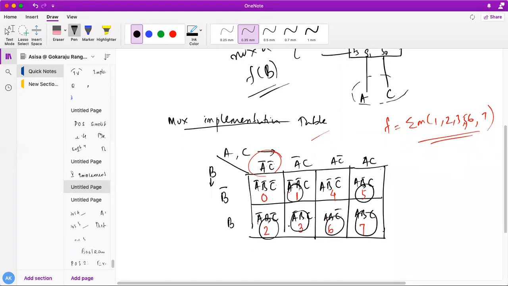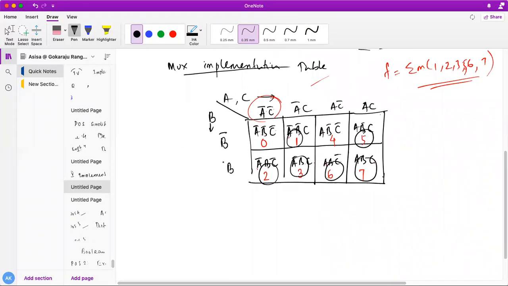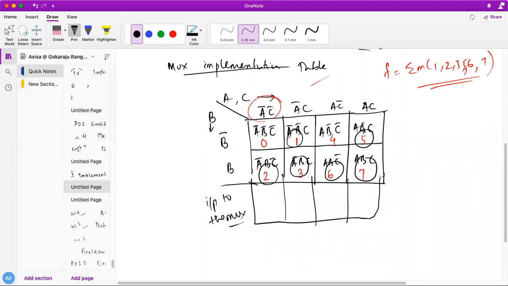Then how do you find the input to the mux? The input to the mux will be obtained from here, and it is actually a function of B, or 0 or 1. So what do you get here? Actually here only one is rounded, so what is the corresponding value? It is B. Here both are rounded, so 1. Here only one is rounded.